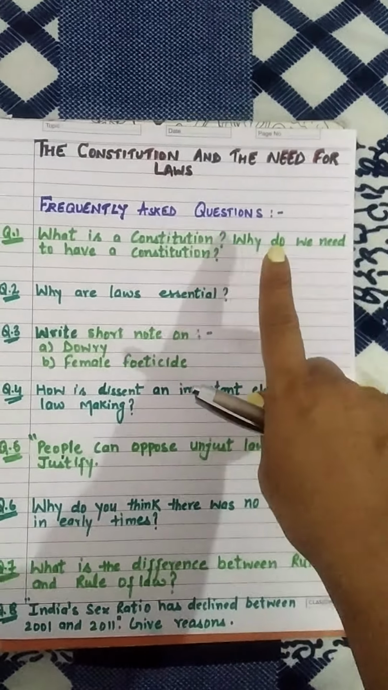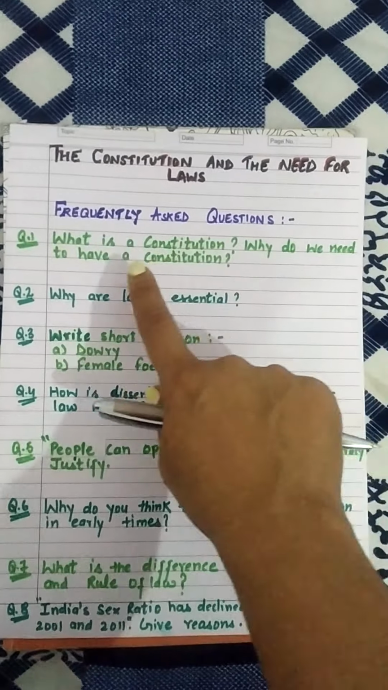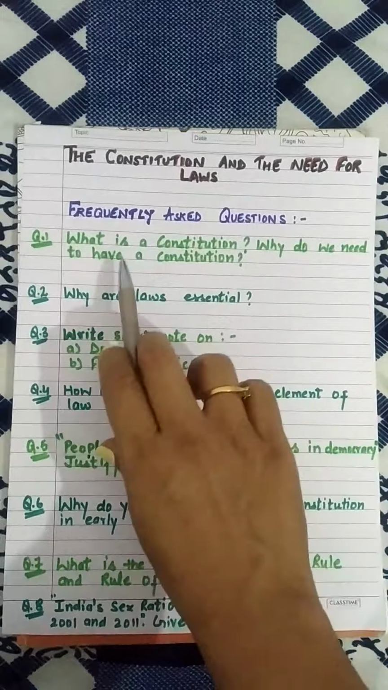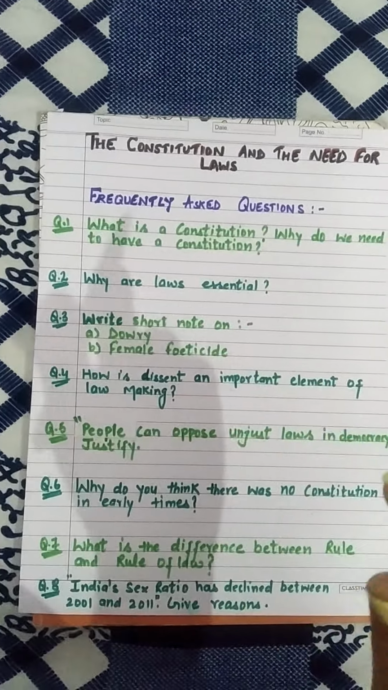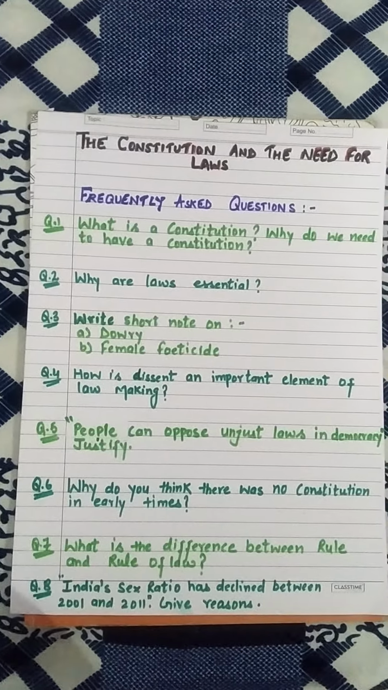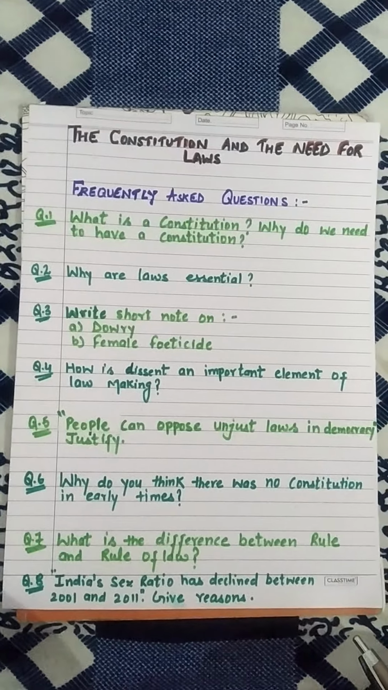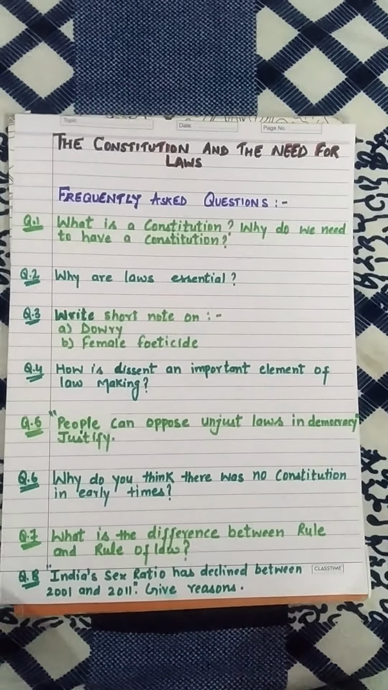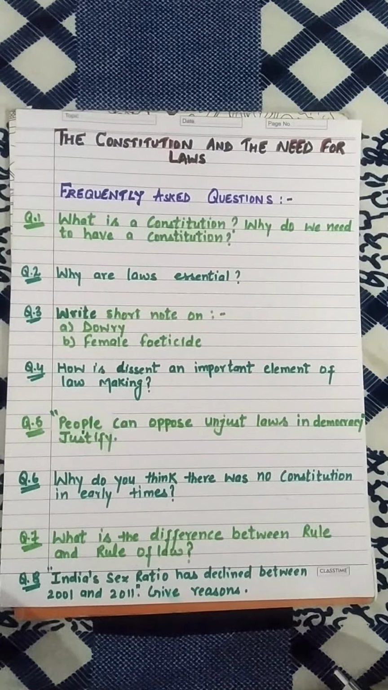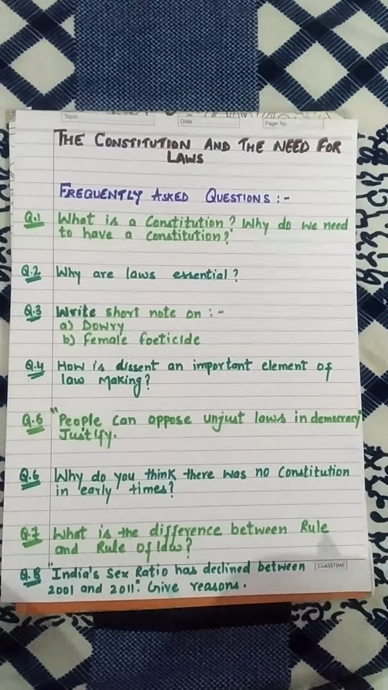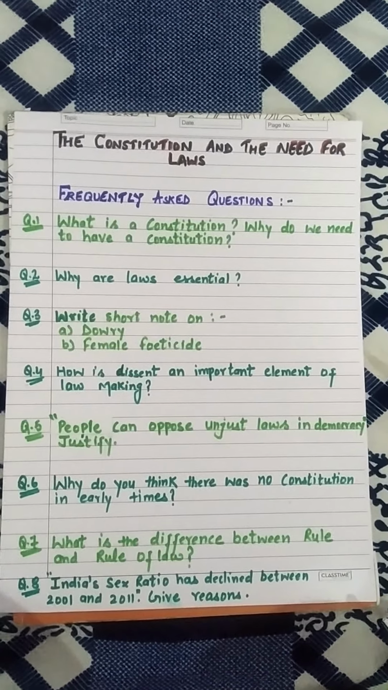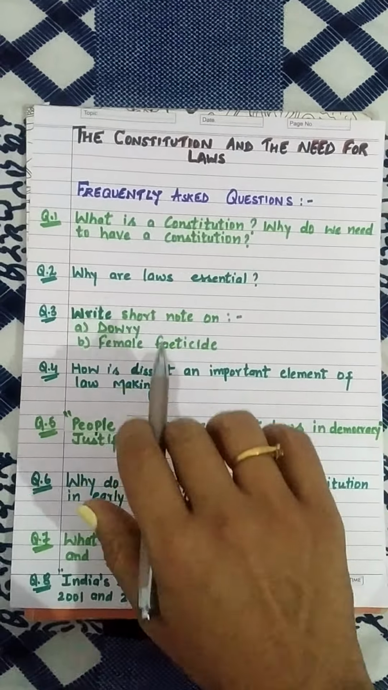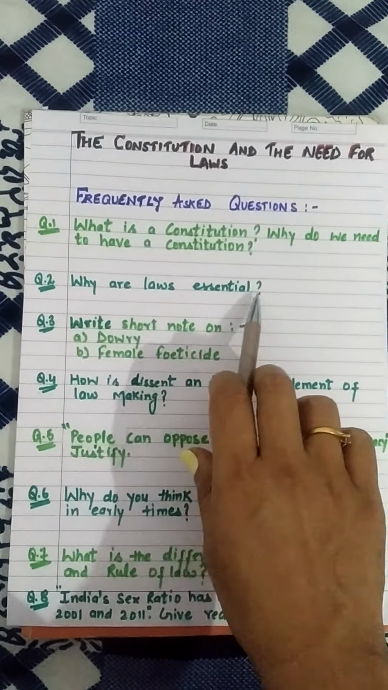Correct? The next part is, why do we need to have a constitution? So here you have to write, we need to have a constitution because it generates the degree of trust and coordination that is necessary for the people who are living together, and it specifies how the government will be framed. It lays down the limits on the powers of the government also. And yes, it provides the fundamental rights to the people and also safeguards them. Correct, everybody?